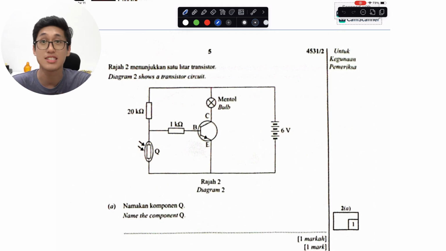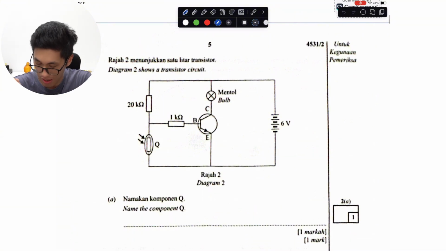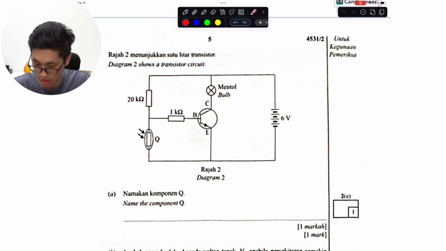Okay, so let's have a look at this question. Diagram 2 shows a transistor circuit. And this is just a very simple transistor circuit here. You can see the transistor is over here. We have fixed resistors, and then we have this component Q here. We have a light bulb, and we have a battery here.